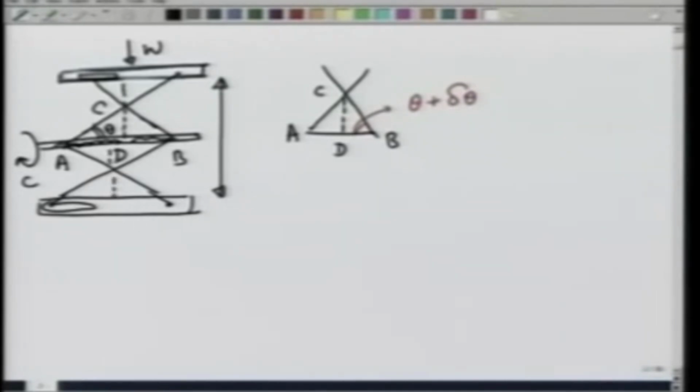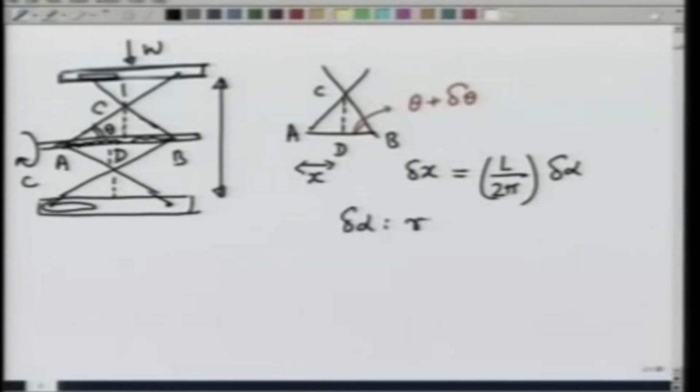So, let us calculate that. Let us call this distance AD x, so that delta x is the reduction in the length, and delta x is going to be L over 2 pi times delta alpha, where delta alpha is the rotation of the screw.